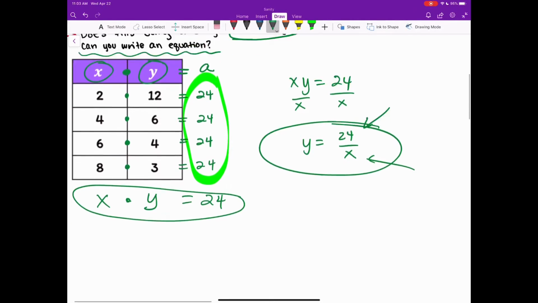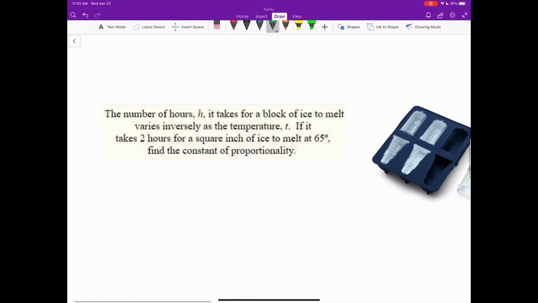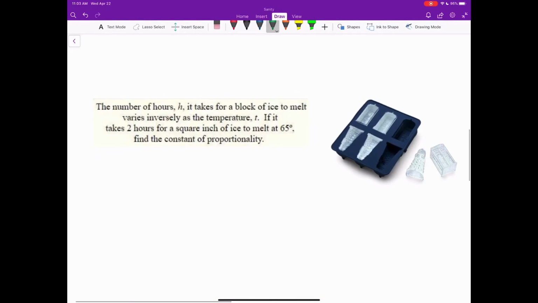Let's move on. I'm just going over some examples. The number of hours H it takes for a block of ice to melt varies inversely. So here we're already told that these variables vary inversely. So I know I'm going to have to be using some sort of y equals a over x, right? I'm just going to write that out. It varies inversely as the temperature T.